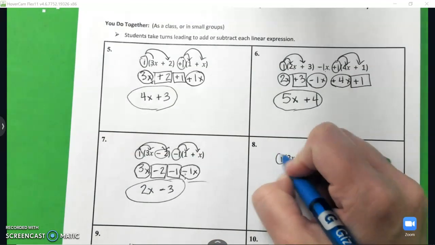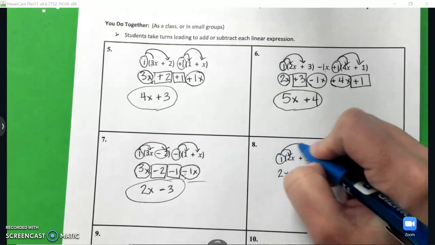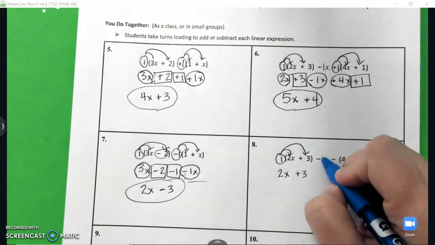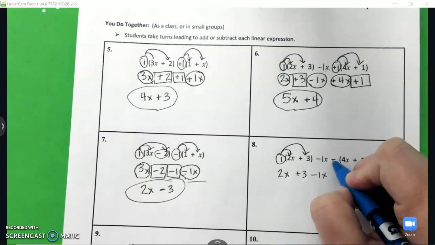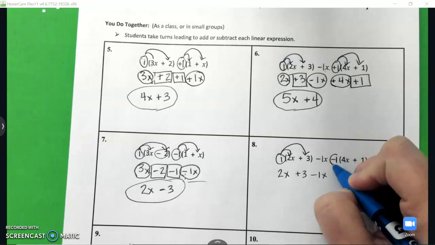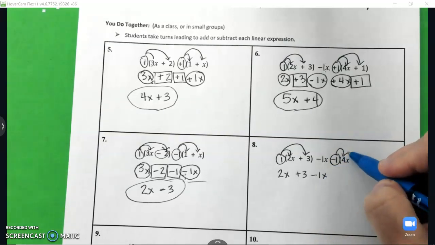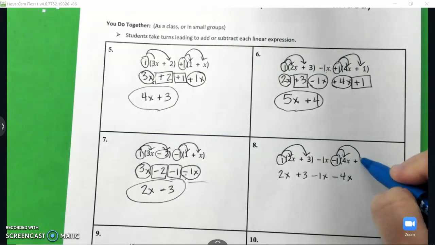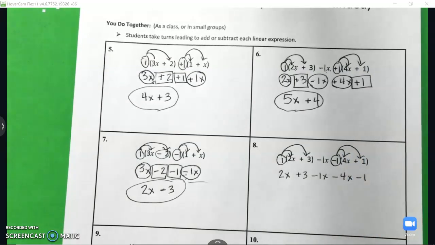Here we go. 1 times 2x would be 2x. 1 times 3 is going to be 3. This is going to be minus 1x. And here we'd have to put in a 1 again in front of our parentheses. Negative 1 times 4x is going to be negative 4x. And negative 1 times 1 is going to be negative 1.